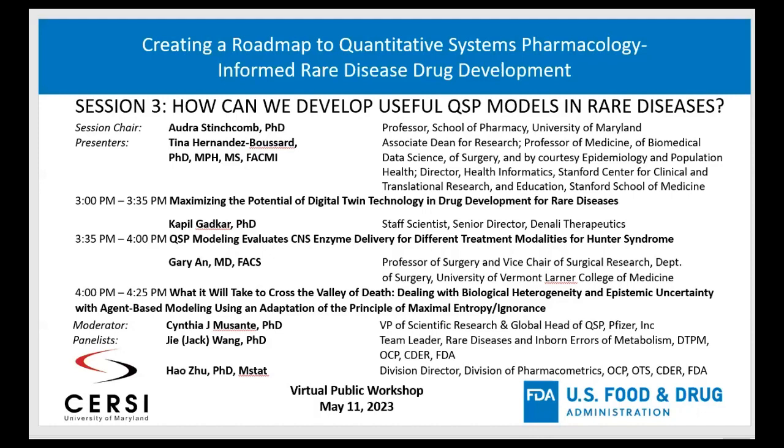We're going to be talking about how we can develop useful QSP models in rare diseases. Our first speaker is from Stanford School of Medicine, Dr. Tina Hernandez-Boussard. Then we have from Denali Therapeutics, Dr. Kapil Gadkar. And then Dr. Gary Ahn from University of Vermont. And we're going to wrap up these 3 talks with our final discussion and question session with Dr. CJ Musante from Pfizer.